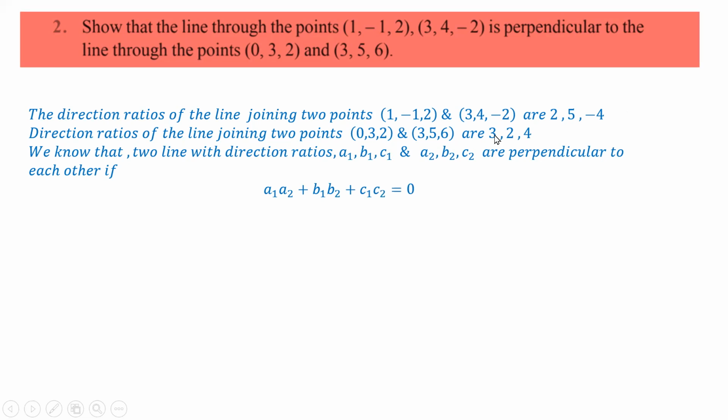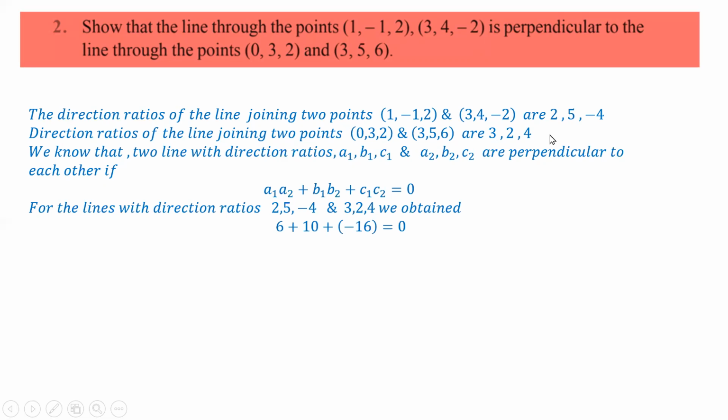So multiply them: a1 a2, b1 b2, c1 c2, where a1, b1, c1 and a2, b2, c2 are the direction ratios. Here, this is the value. So for the given lines, you can write a1 a2 is 6, b1 b2 is 10 and c1 c2 is minus 60, which, if we add them, you will find the value is 0. Now if this is 0, we can say that the given lines are perpendicular to each other.